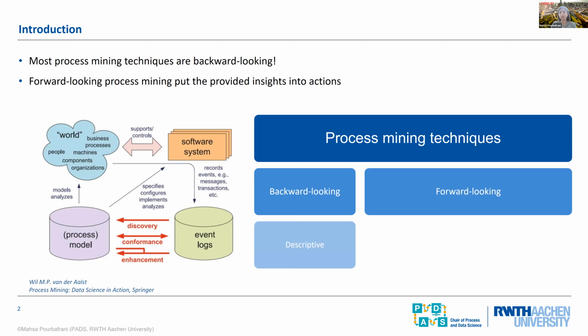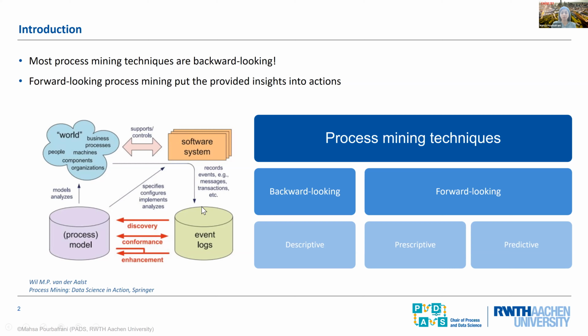Then we have the other part of the process mining techniques, which is forward-looking process mining, which goes to the second category, and we call it the enhancement category. There could be two types of forward-looking process mining: prescriptive and predictive. By backward-looking process mining, we get all the insight and information from the process. And by forward-looking process mining, we want to put these provided insights into action. Now it's time to take action based on what we have learned about our process.